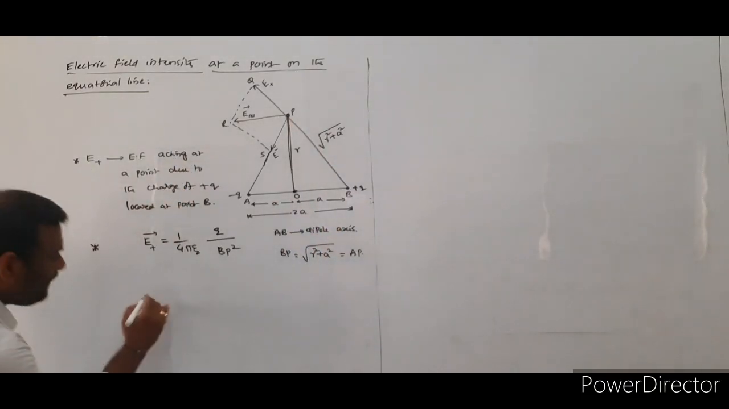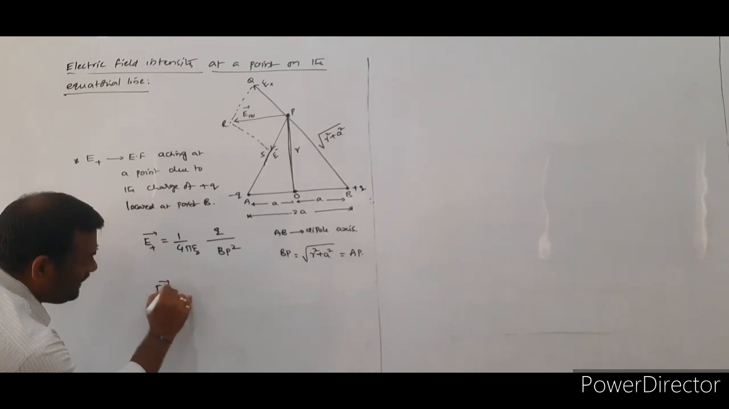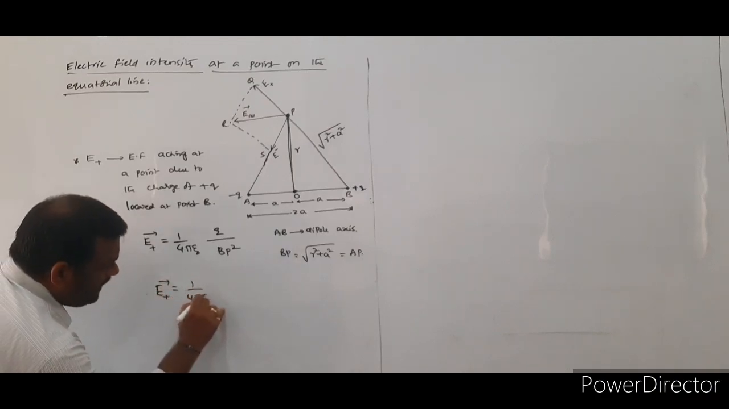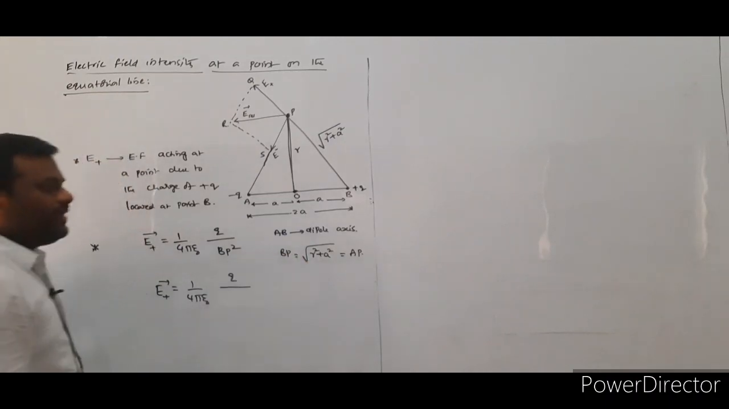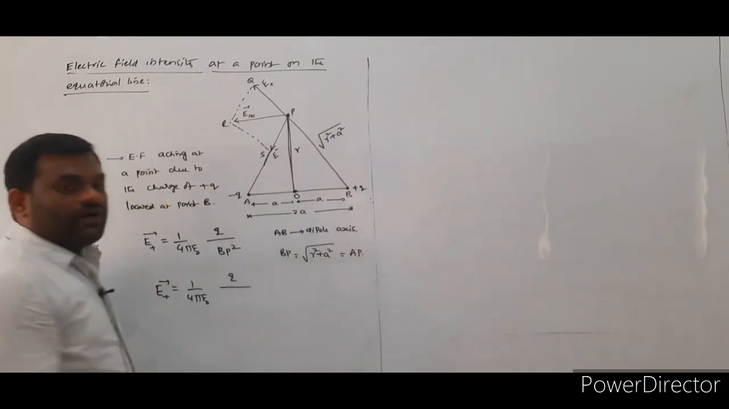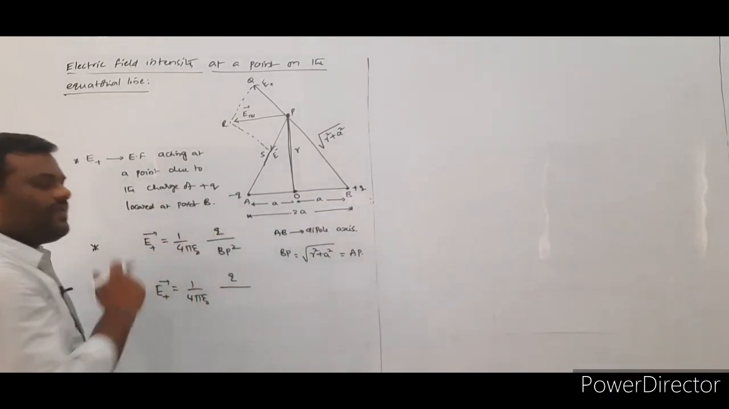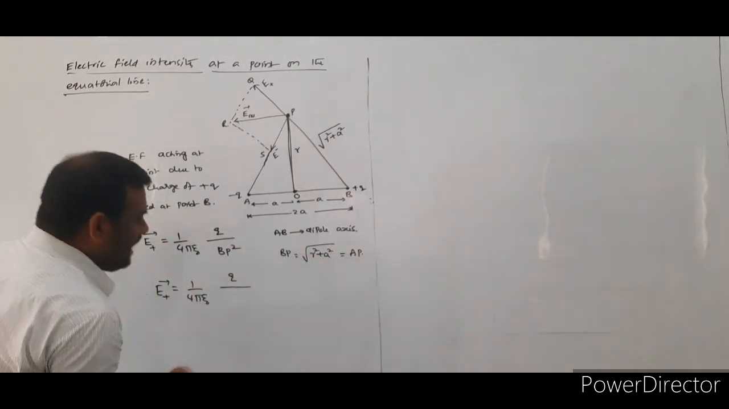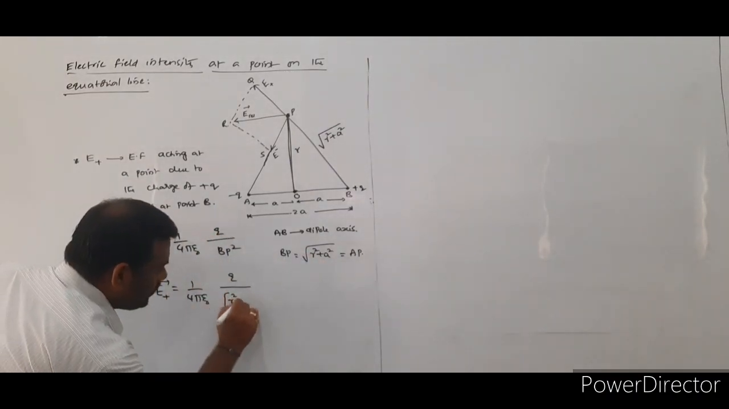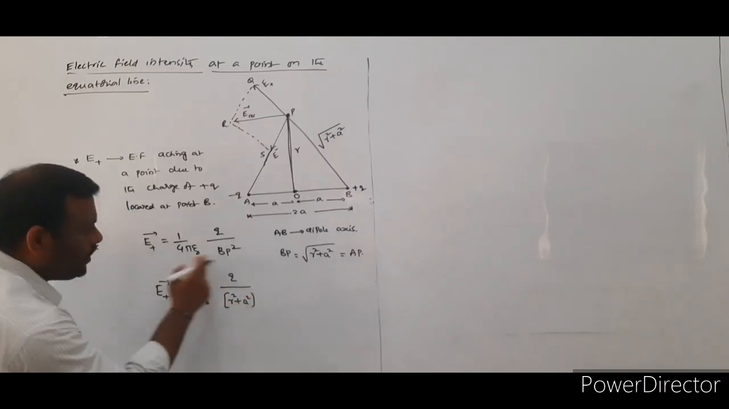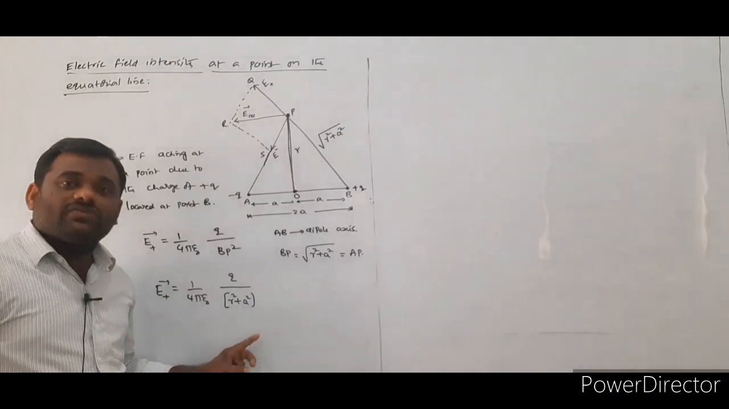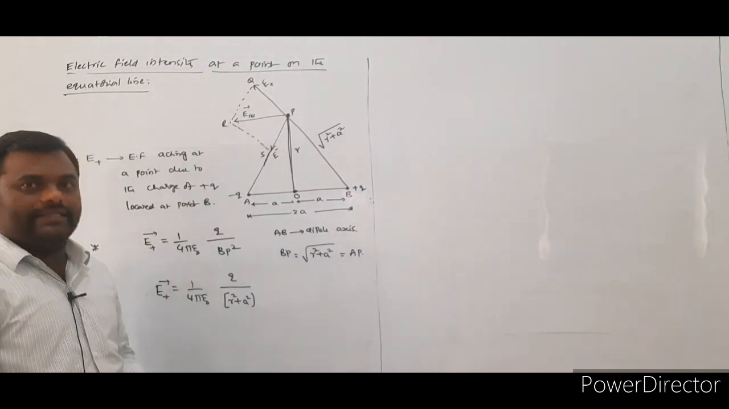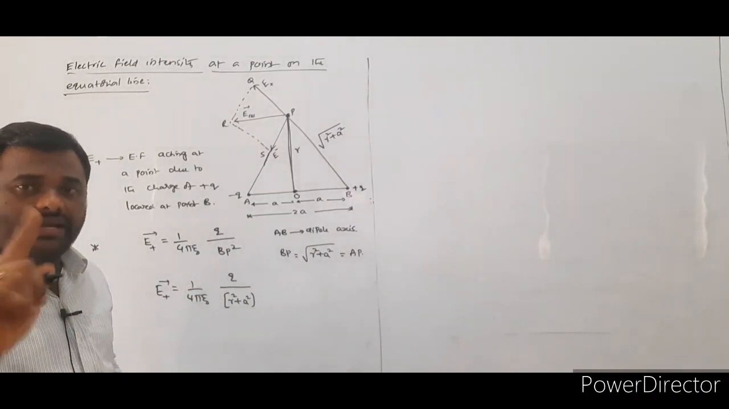From the geometry we know the length of the hypotenuse. So that E plus bar is equal to 1 by 4 pi epsilon naught q by BP, where BP is equal to under root of r square plus a square. Here a BP square term will be there, so directly I will write the value as r square plus a square. So 1 by 4 pi epsilon naught q by r square plus a square, this entire term will be indicating the magnitude of the electric field only.